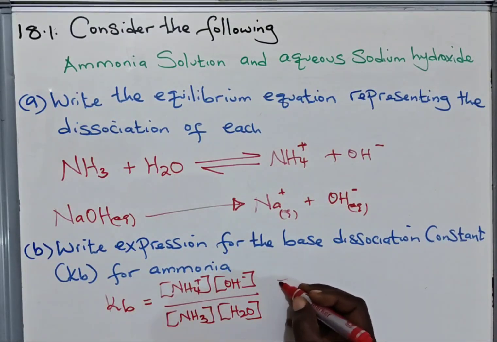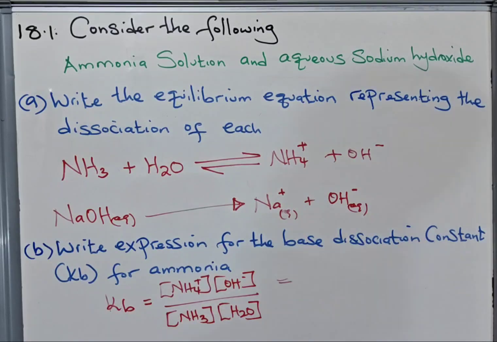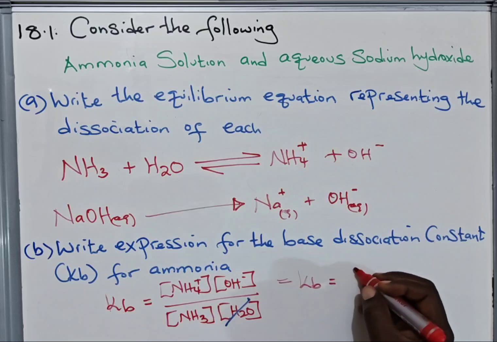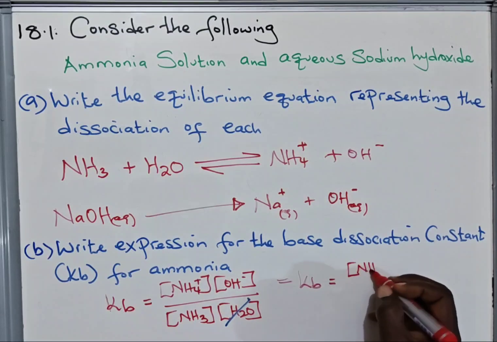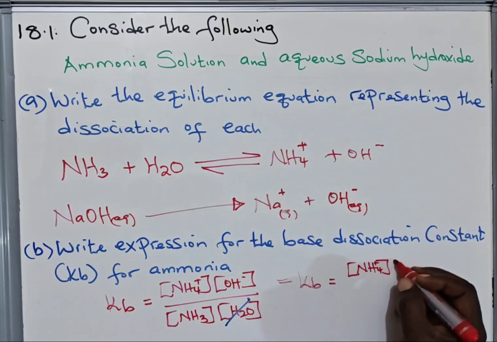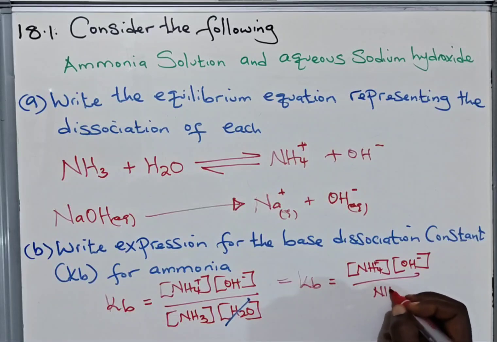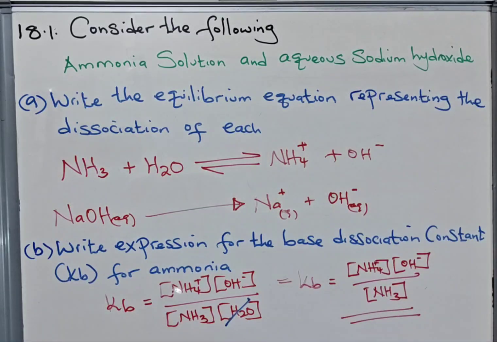But you need to know that technically water remains unchanged. If it remains unchanged and doesn't undergo any change, we leave it out. So our final expression is Kb equals the concentration of ammonium ions times the concentration of hydroxide ions, over the concentration of ammonia. So what you have here is the Kb, or base dissociation constant, for ammonia.